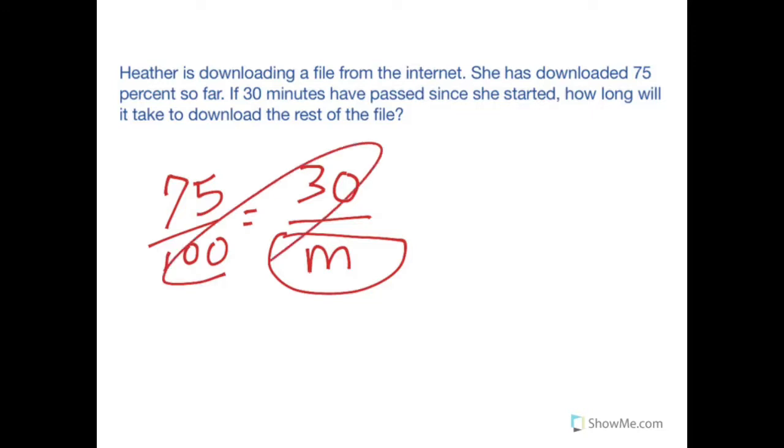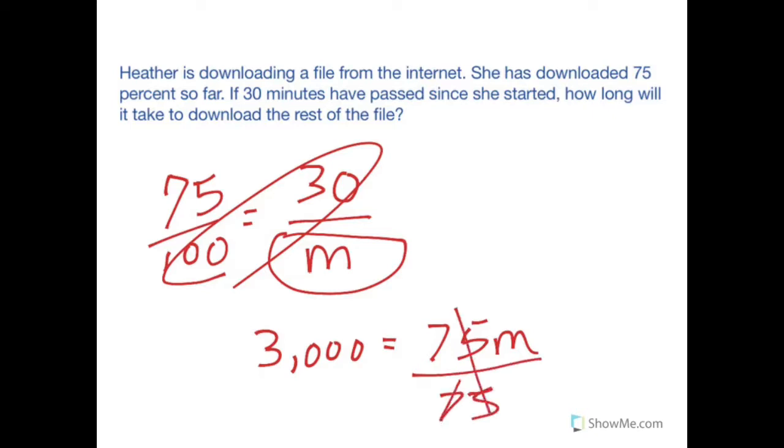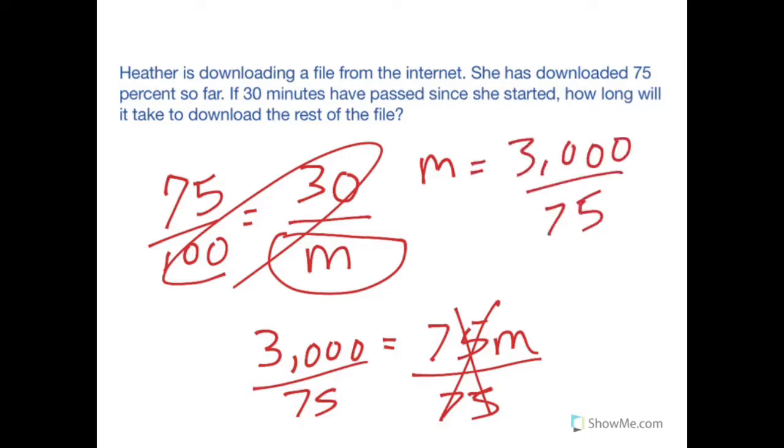Okay? Well, let's do our cross products here. We have 100 times 30, okay, which is going to give us 3,000, is the same as 75 times M. Okay? We're going to divide out the 75 so we can cancel that out. And we're going to end up with M equals 3,000 divided by 75. Now, if we go ahead and do the math, which I'm going to do for us in this case, we get M equals 40. Now, we're not done.